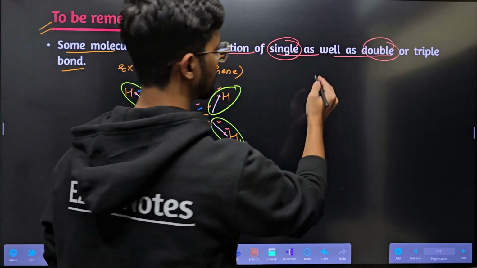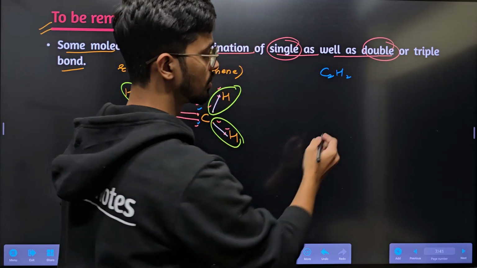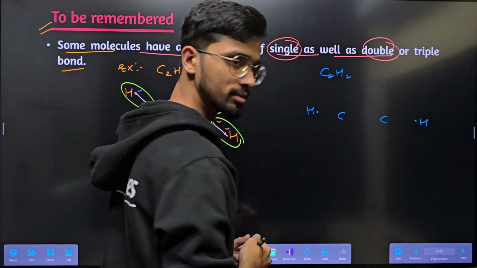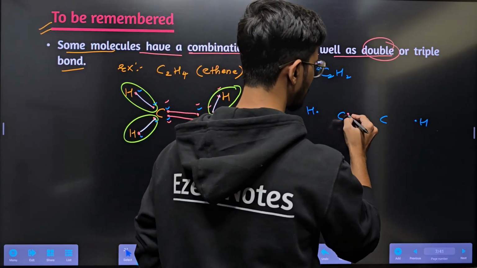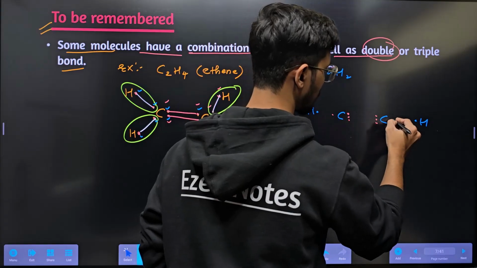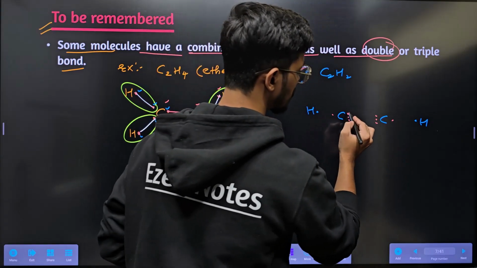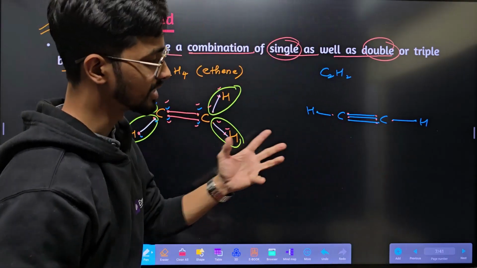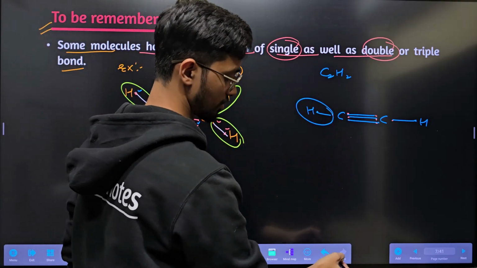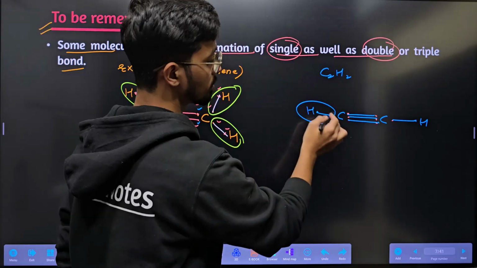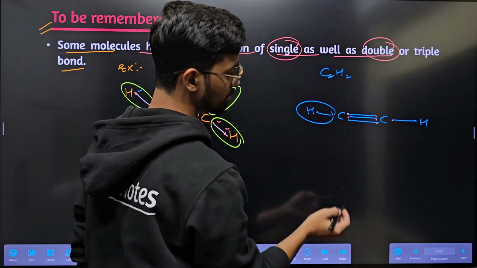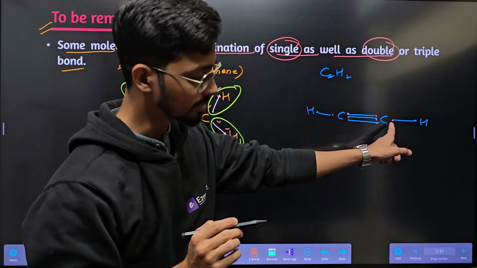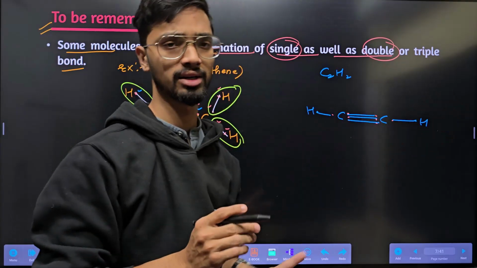How about triple? If you talk about C2H2, 2 carbons and 2 hydrogens. Hydrogen will have only a single bond, but carbon has 1, 2, 3 and 4. So there will be a triple bond between these 2 carbons and a single bond between this. In this way, hydrogen will complete its duplet on both sides, whereas carbon will complete its octet. 3 here, 6, 7 and 8. This carbon as well. 3 here, 6, 7 and 8.